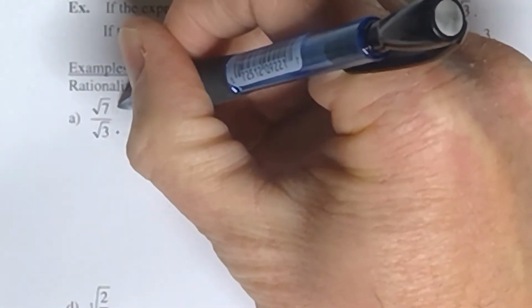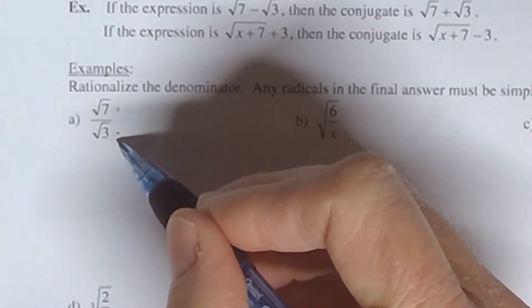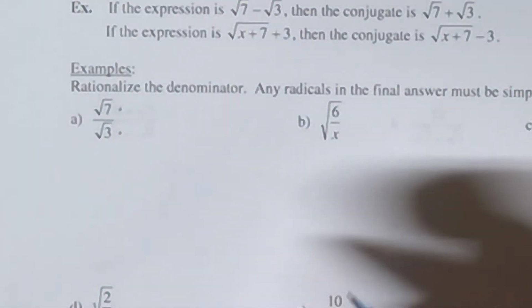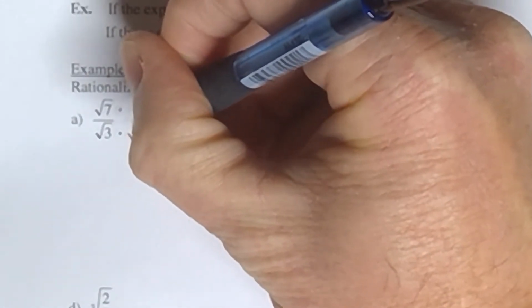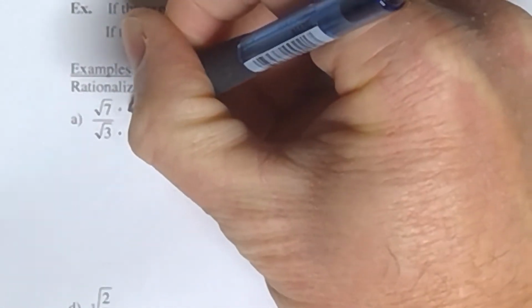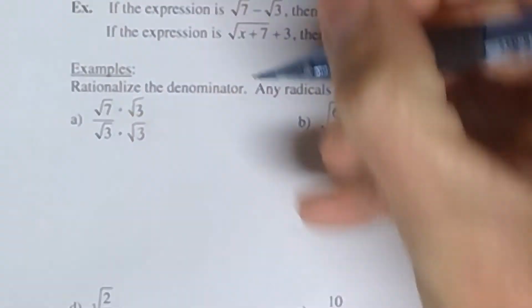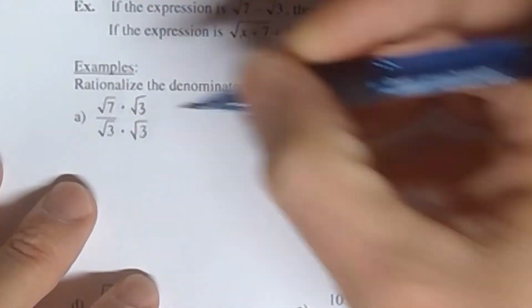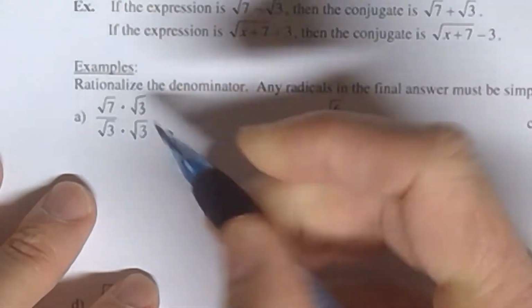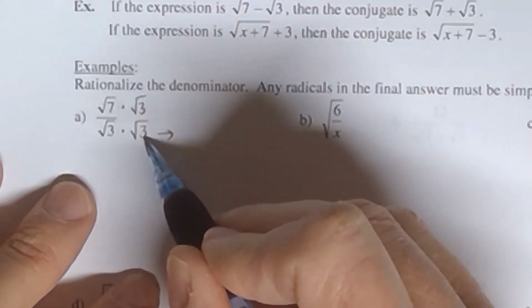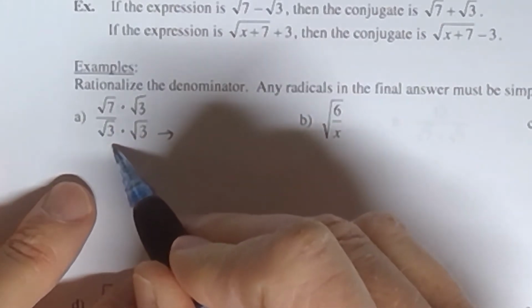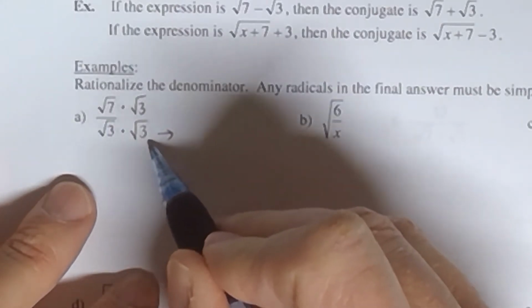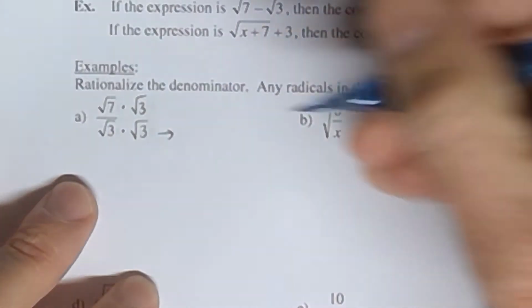So what do you multiply by? Well, whenever you have just a square root, and it'll be different for cube roots and higher roots, but for square roots, just multiply by the same radical. And that should get the job done, and I'll show you why. If you multiply a square root radical by another square root radical that's exactly the same, look at what happens.